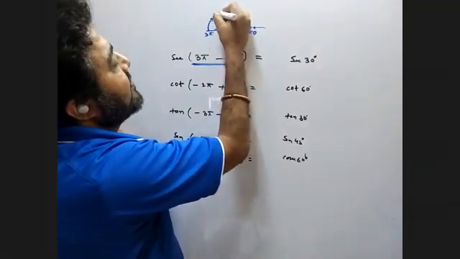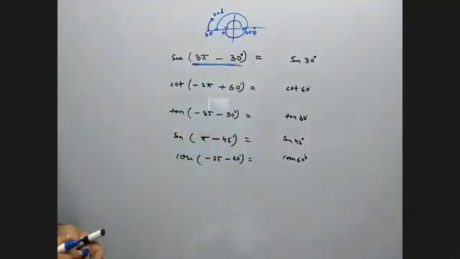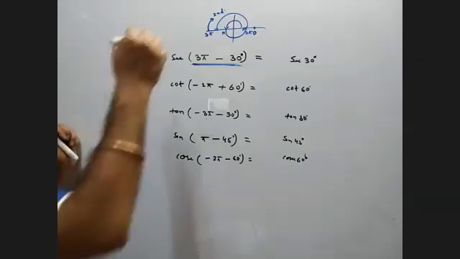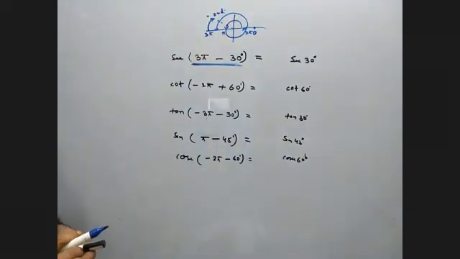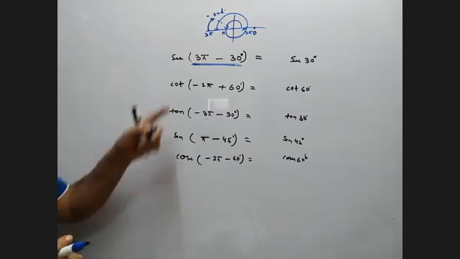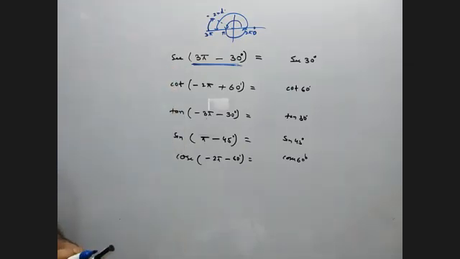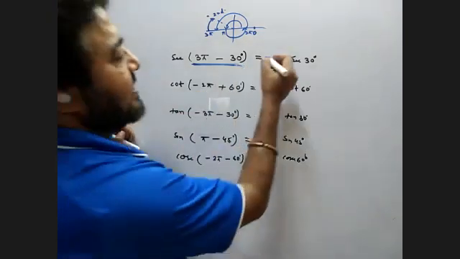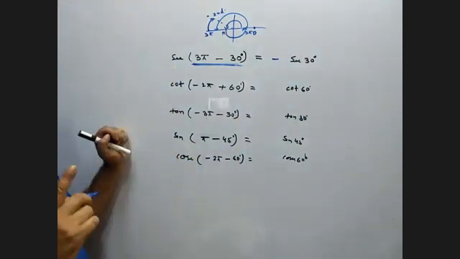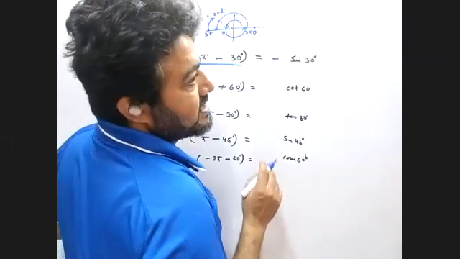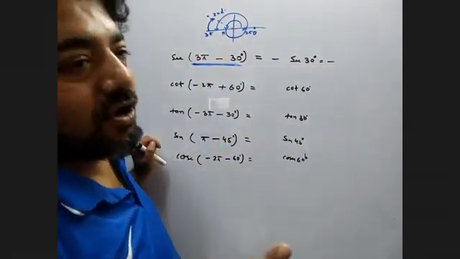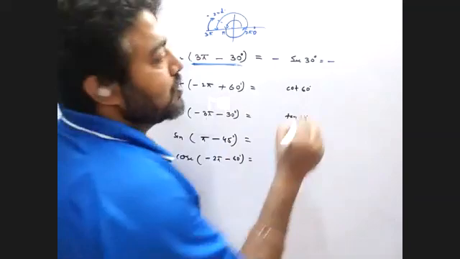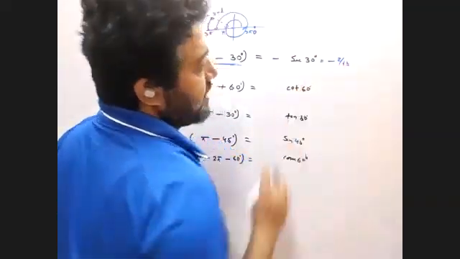So now we are in which quadrant? Second quadrant. Yes or no? So if we are in the second quadrant, in the second quadrant, is sec positive or negative? Negative. So we can write minus. Now sec 30 is how much? Sec is 1 by cos. Cos 30 is root 3 by 2. So 2 by root 3. Is it clear?